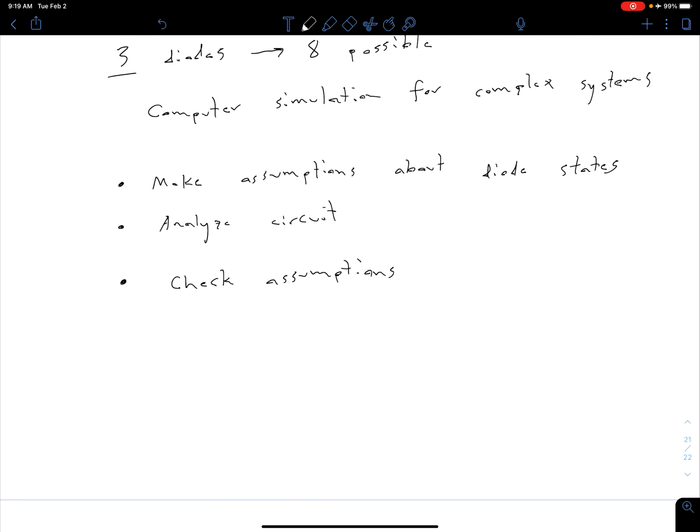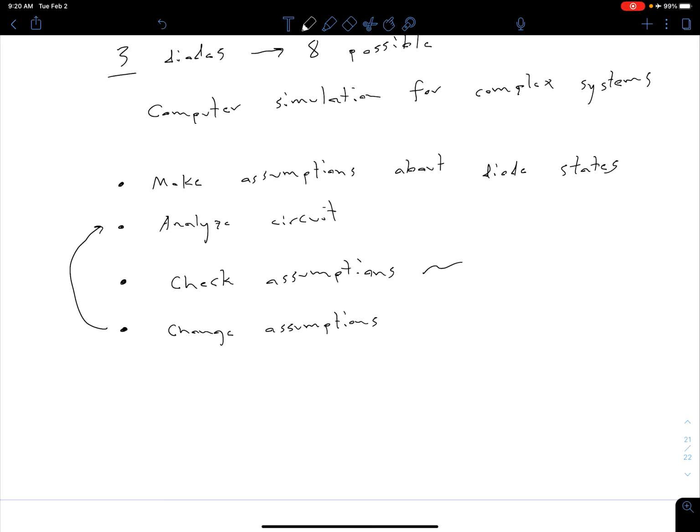So after we've checked our assumptions, if everything looks good, that's our answer. If we have anything that's wrong, then we need to change our assumptions and redo our process. So change or revise the assumptions, and then come back up here and analyze and check assumptions again.